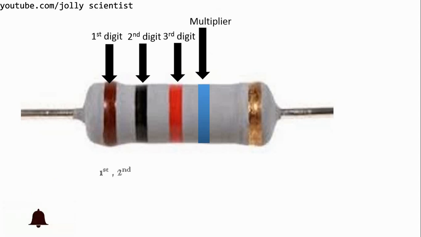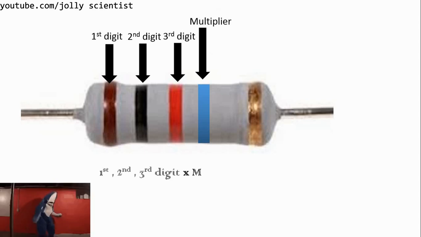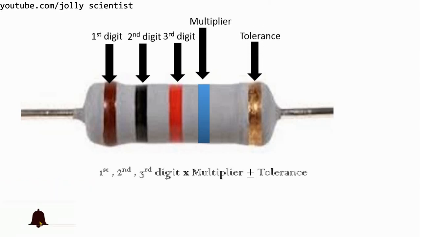We say the digits times the multiplier plus or minus the tolerance.